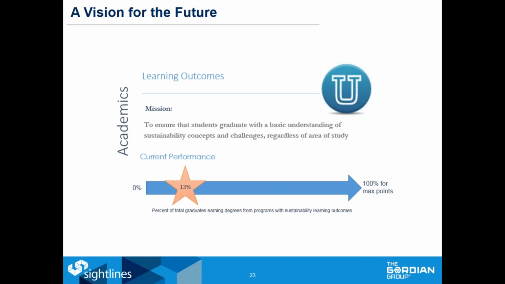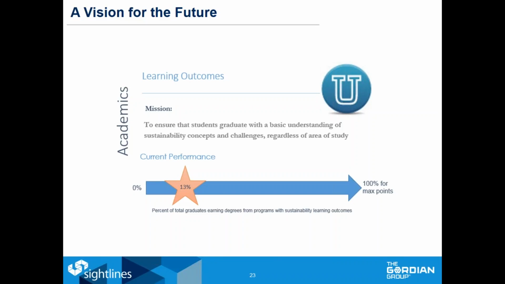Their mission is to ensure that students graduate with a basic understanding of sustainability concepts and challenges, regardless of area of study. And this is really important for this institution, because their #1 goal is to create change agents to work with these students so that they can go back to their local communities and really have an impact. They want this to be a blanket commitment. They want all areas of study to have some focus on sustainability, whether from a social, economic, or environmental perspective.